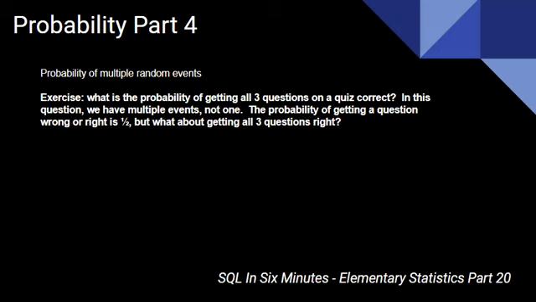And so the first exercise is, what is the probability of getting all three questions on a quiz correct? In this question, we have multiple events, not one, so that's key. And the probability of getting a question wrong or right is 1 out of 2, so we know that. It's kind of like a coin flip where it's heads or tails. But what is the probability of getting all three questions correct?